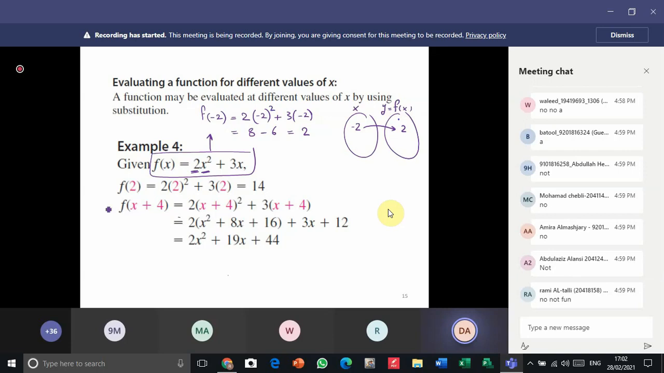Now we can also substitute, for example, x plus 4. So replace x with x plus 4, and here we replace 3x with 3 multiply x plus 4. Here we need to find the square, or complete square. How can we find the x plus 4 square?